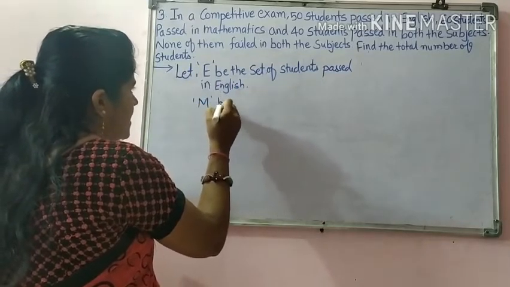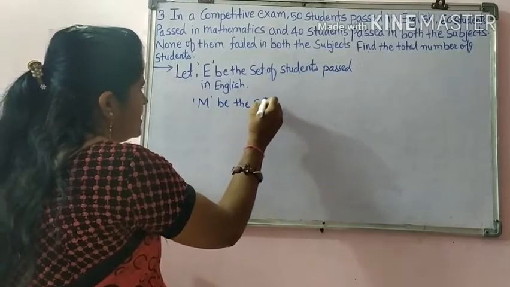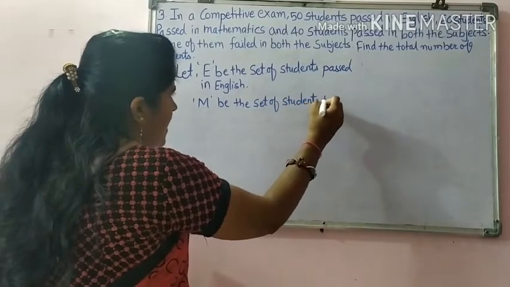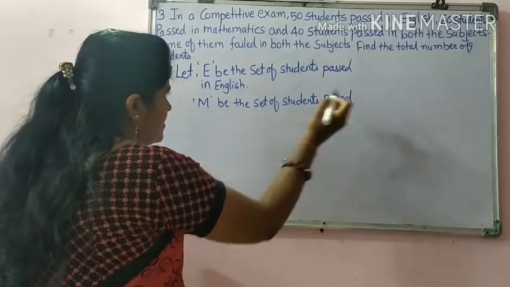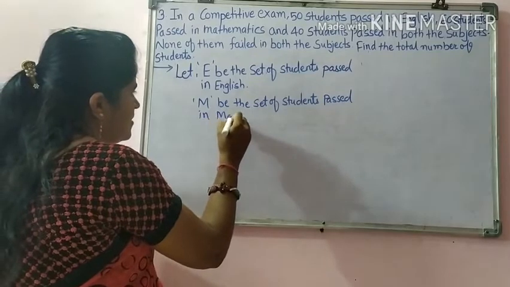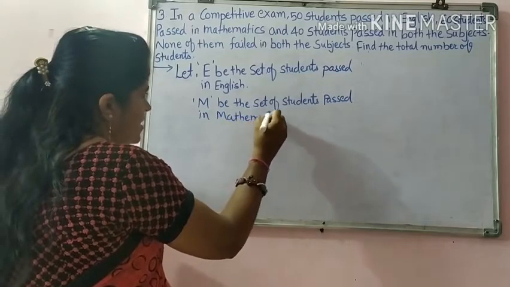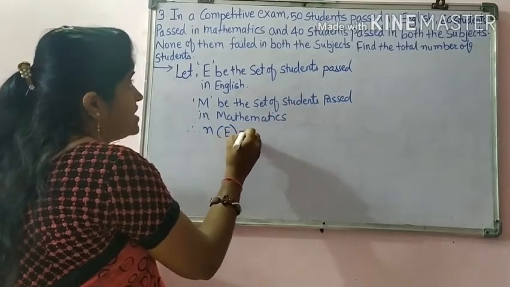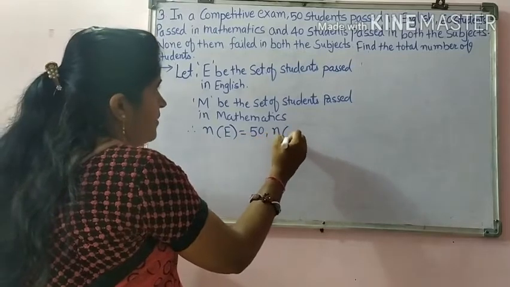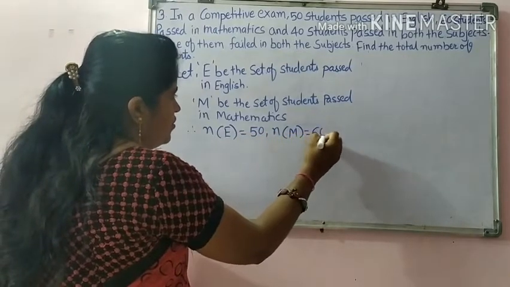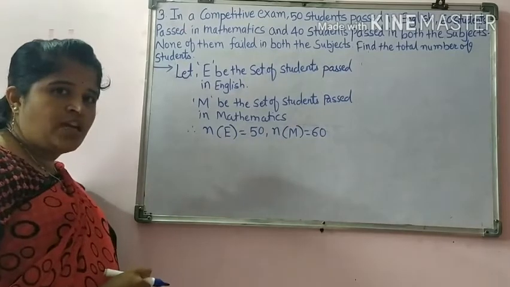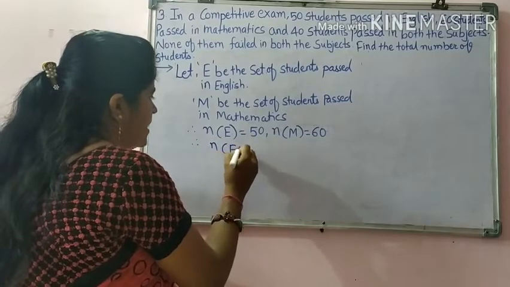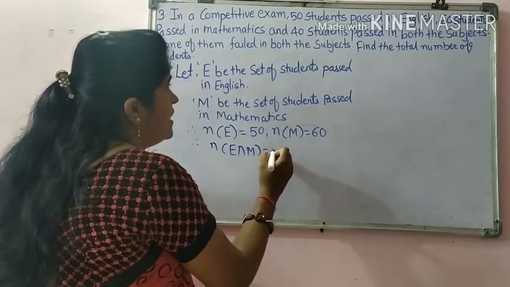Capital M be the set of students who passed in mathematics. So therefore, the number of elements of set E is equal to 50. The number of elements of set M is equal to 60. There are 40 students who passed in both the subjects. Therefore, n of E intersection M is equal to 40.